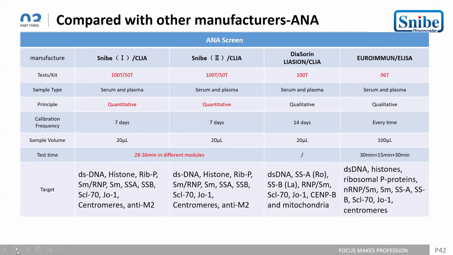So compared with the other manufacturers for ANA, the competitors of SNIPE are Diasorin and Euroimmune. They have a 100 test pack size and a 96 pack size. We have the flexibility of 50 tests. Serum and plasma, both sample types are recommended. Quantitative analysis as compared to the Diasorin qualitative and the Euroimmune qualitative. If we talk about the calibration frequency, 7 days versus 14 days, which is not a big deal, as compared to the sample volume of just 20 microliter.